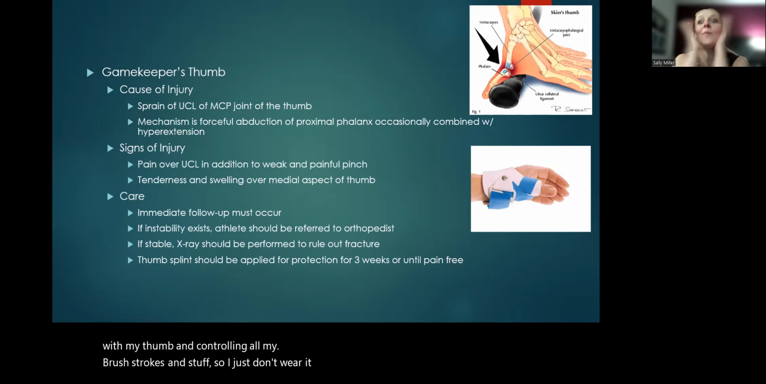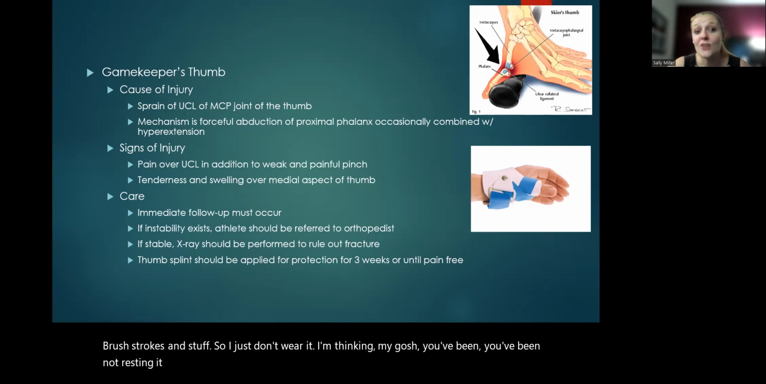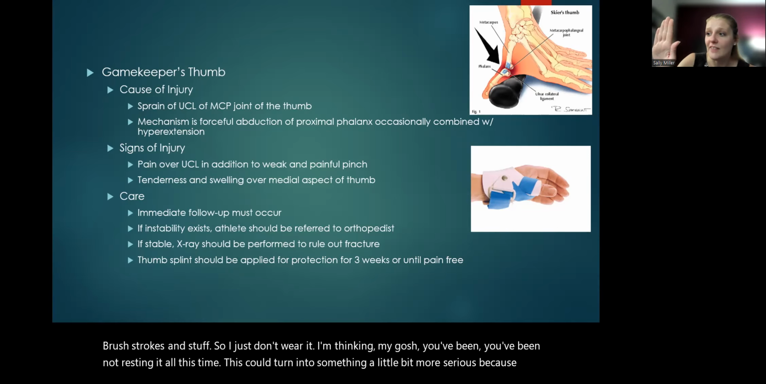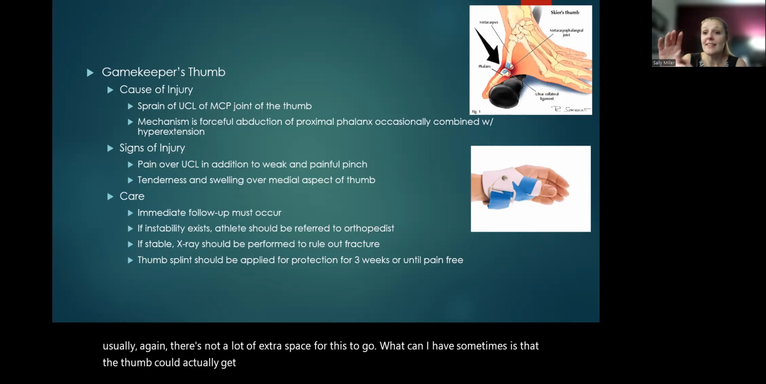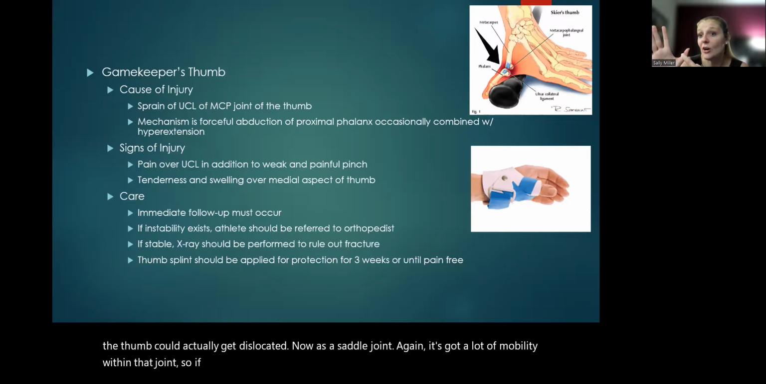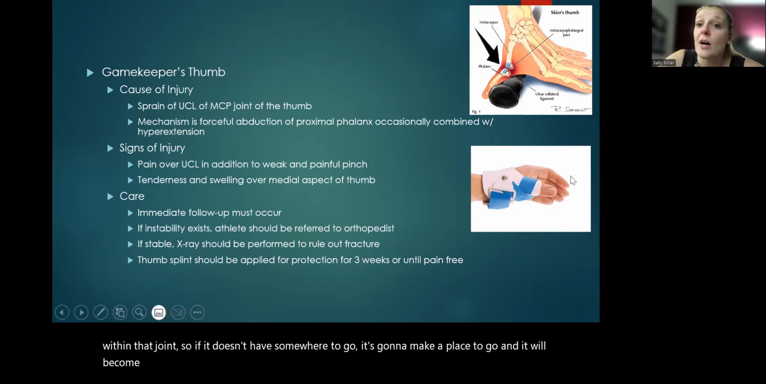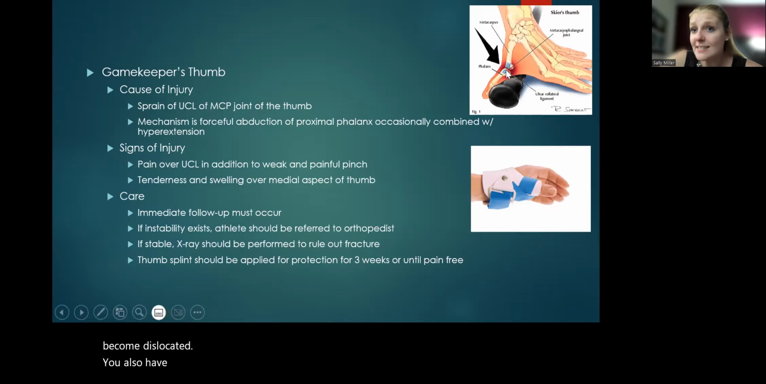I'm thinking, oh my gosh, you've been not resting it all this time. This could turn into something a little bit more serious, because usually there's not a lot of extra space for this to go. What can happen sometimes is that the thumb could actually get dislocated. Now, as a saddle joint, it's got a lot of mobility within that joint. So if it doesn't have somewhere to go, it's going to make a place to go and it will become dislocated.